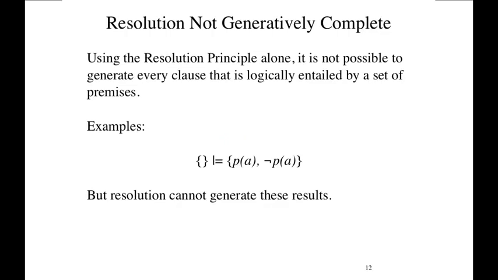Unfortunately, just like propositional resolution, Herbrand resolution is not generatively complete. That means it's not possible to find resolution derivations for all clauses that are logically entailed by a set of premise clauses. For example, the clause P of A, not P of A, is always true, and so it's logically entailed by any set of premises, including the empty set of premises. Herbrand resolution requires some premises to have any effect. Given an empty set of premises, we would not be able to derive any conclusions at all, including this valid clause.